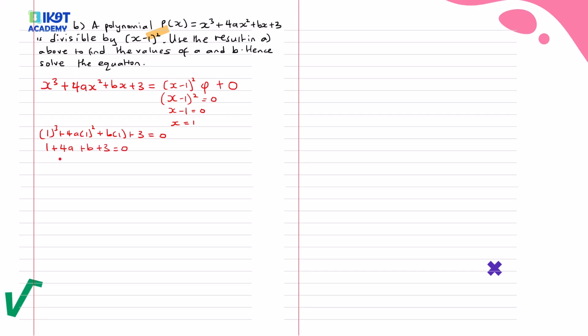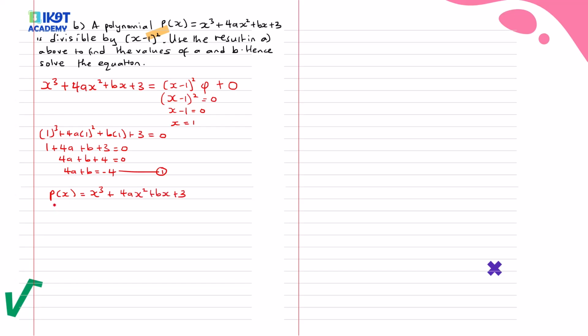So what is this? We have 4a plus b plus 4 is equal to 0. So 4a plus b is equal to negative 4. We're going to call this equation 1. But remember we said P(x) is equal to x cubed plus 4a x squared plus bx plus 3.